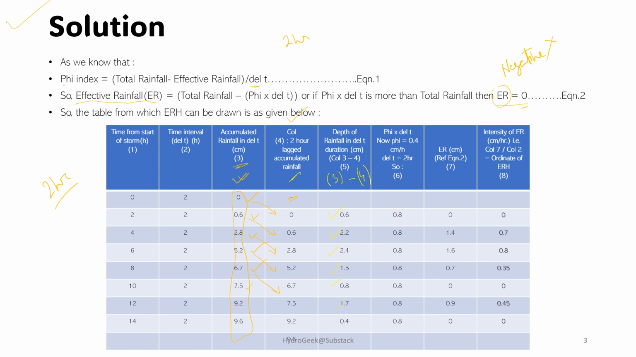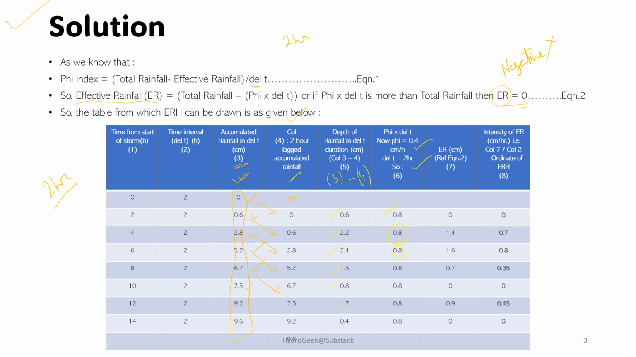Now I know what phi into delta is, because both the values are given. Phi is 0.4 centimeter per hour. Delta, the incremental duration, is 2 hours. So 0.4 into 2 is 0.8, and that is what is written here. 0.8, 0.8, and so on.